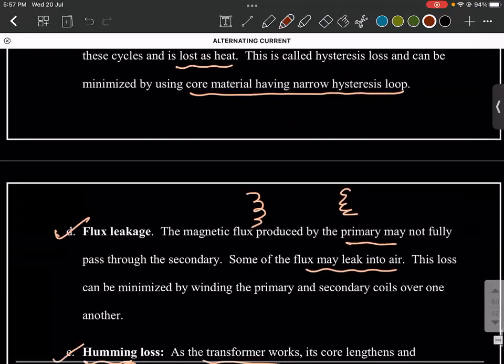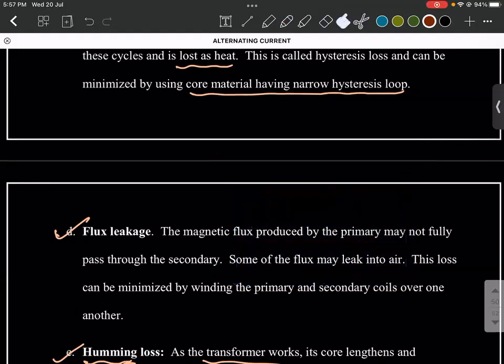And one more assumption that we did. What is it? Flux leakage. Is there a possibility where you can avoid flux leakage? The magnetic flux produced by the primary coil may not be fully associated with the secondary coil. There will definitely be a flux leakage taking place into the air medium or whatever is surrounding. Generally, you will have air only. You will not take a transformer and put it in water. So it is generally going to happen. There will be a leakage. But how are you going to minimize it?